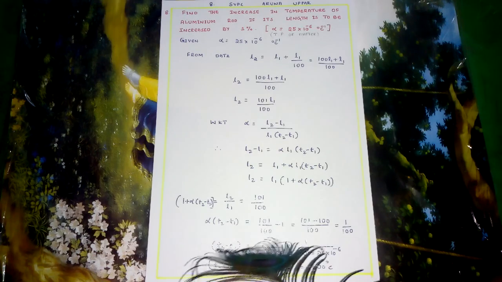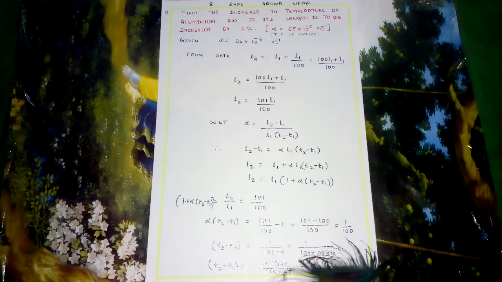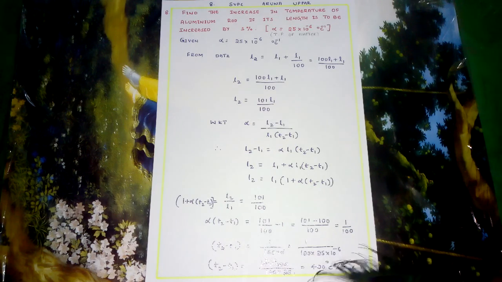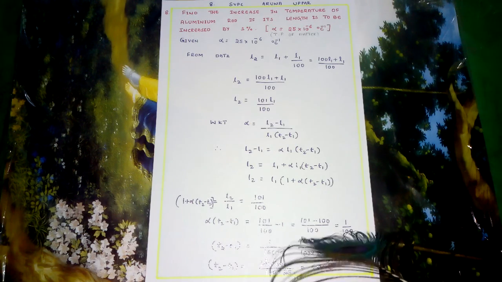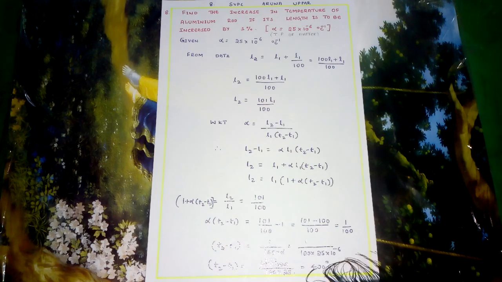Now T2 minus T1 is 1 by 100 into alpha. Alpha also you take this side. So alpha value is given, 1 divided by 100 into 25 into 10 to the power of minus 6. So 10 to the power of minus 6 if you take here, it becomes 1 followed by 6 zeros divided by 100 into 25. If you cancel out this term, it comes out to be 400 degrees Celsius. This is the answer for this question.